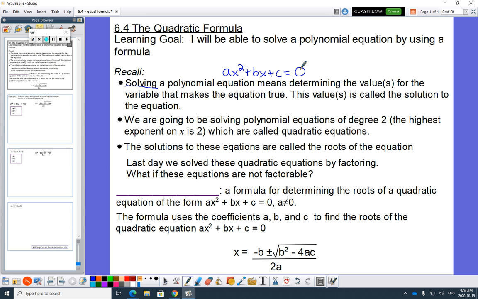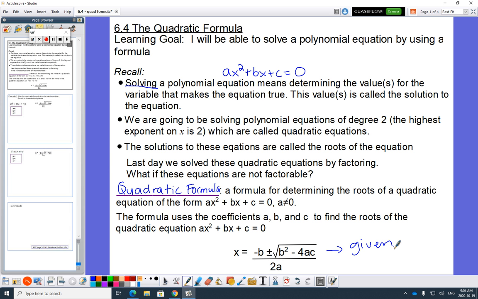Now there are some equations that are not factorable. So how do we solve them? Using what's called the quadratic formula. And you'll be given the formula, whether it's on the quiz or on the exam.